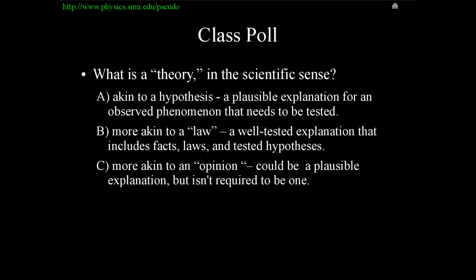All right, so here's the poll. What is a theory in the scientific sense? A, akin to a hypothesis, a plausible explanation for an observed phenomenon that needs to be tested. B, more akin to a law, a well-tested explanation that includes facts, laws, and tested hypotheses. C, more akin to an opinion, could be a plausible explanation but isn't required to be one. So, A, B, or C, think about it for a moment, and then show your answer. What do you think? Again, cup it so that no one can see next to you. Okay, only we can see. And hold it up high, because people in the back are short, because, you know, you're behind everybody. Good, thank you.